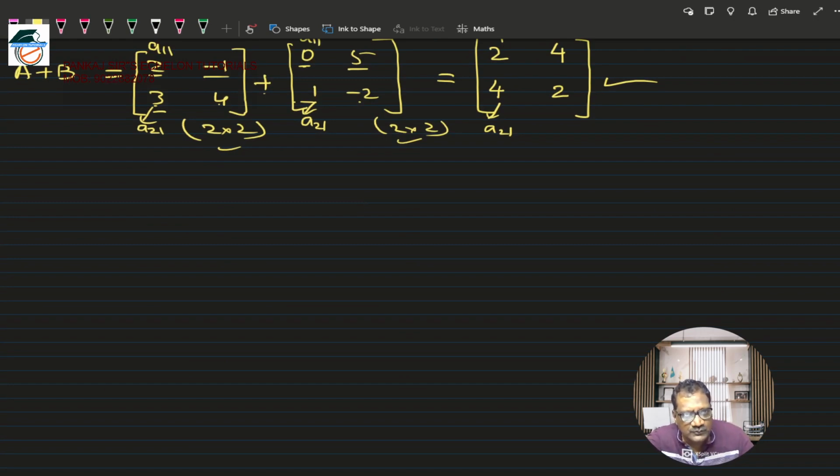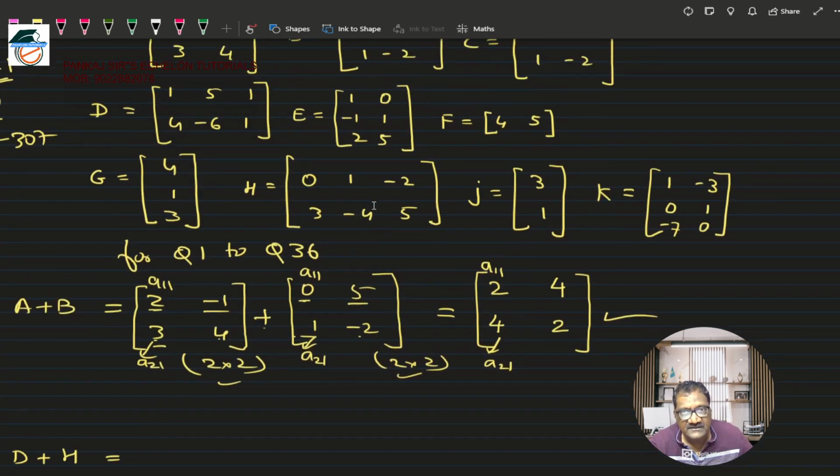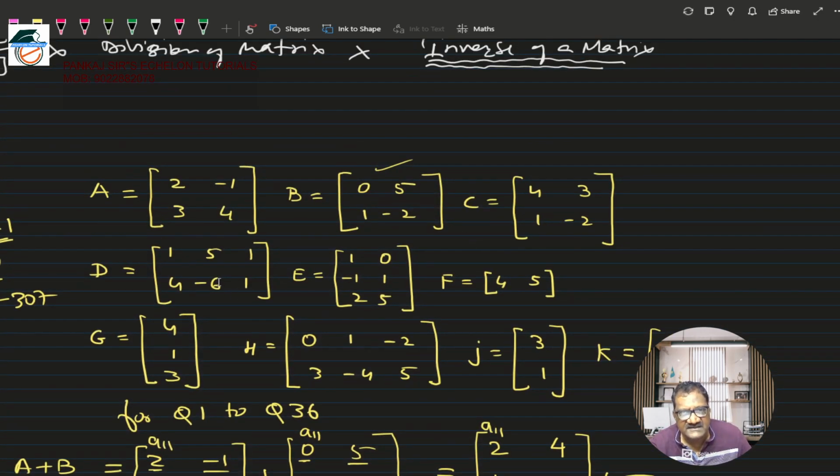Now question number 2 of this exercise 1 says that you have to add D plus H. Okay, now what is your matrix D and what is your matrix H? Let us see. Now D plus H will be, now here this is D and this is H, so you have to add these two. This one D, and H. Where is H? This one. These are the two matrices.